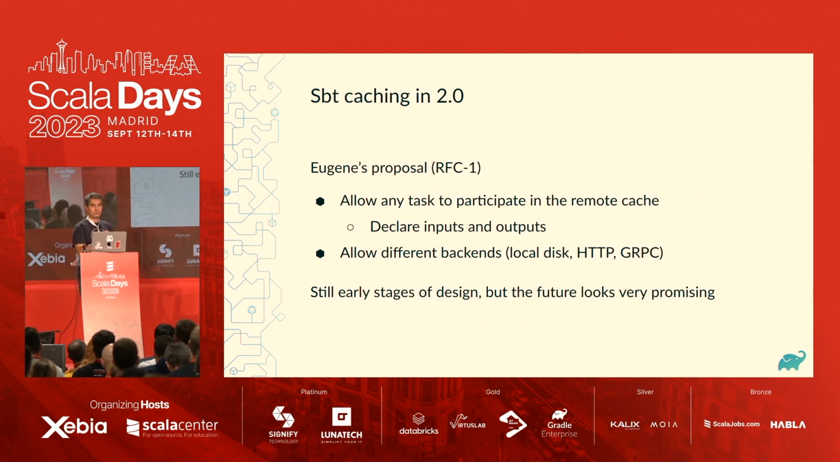However, there's been a fair amount of discussion about the next major version of SBT, 2.0, which I think the Scala Center has very interesting plans for. And there is one proposal, RFC 1. I think it's a great number. And Eugene, whom you all know, describes a way to extend the caching mechanism to allow other tasks to participate, to declare inputs and outputs that are cacheable and hashable and so on, and maybe even allow different backends.